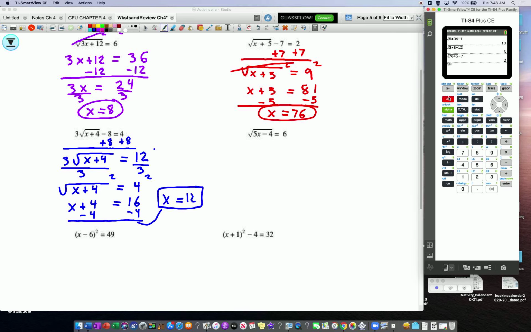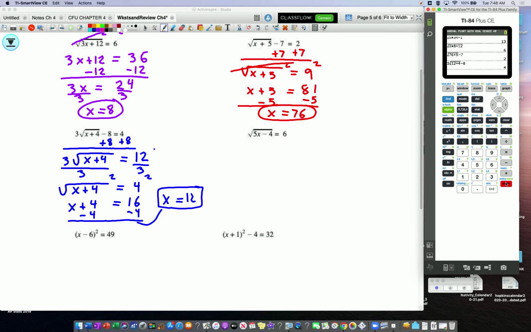So let's check just to make sure it works. 3 square root of 12 plus 4. Move it outside, subtract 8. So when I hit enter here, I better get 4. And lo and behold, I do.